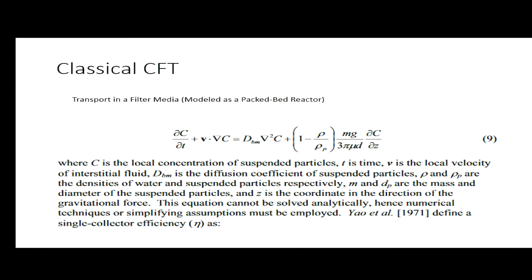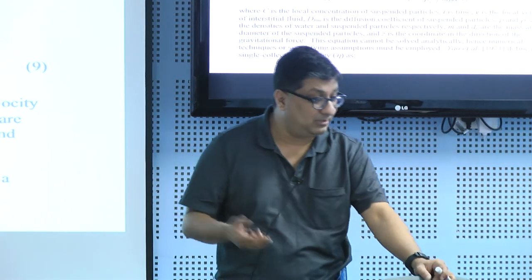D is the diffusion coefficient of the suspended particles. Rho and rho P are the densities of water and suspended particles respectively. And M and dP are the mass and diameter of the suspended particles. Again, very similar to DLVO theory. If you have a smaller particle, your transport is high. If you have a larger mass particle, you tend to move it down because of gravity. So it has a similar connection to DLVO theory, except this is more of an engineered approach.